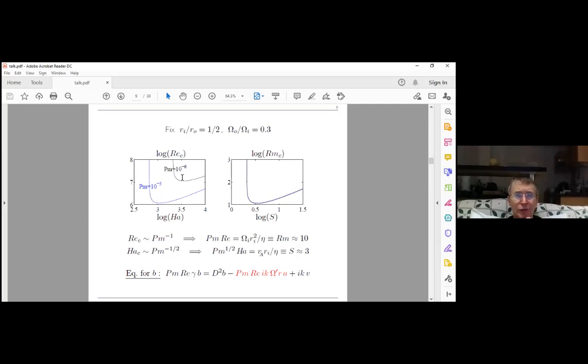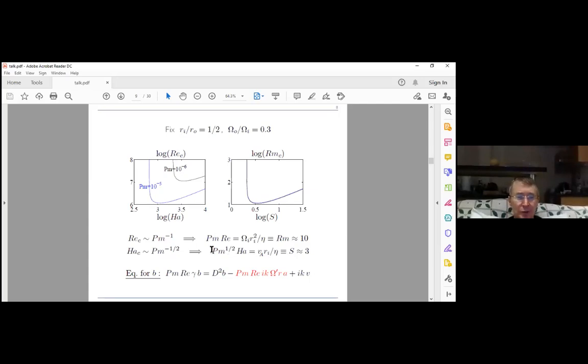So that suggests that maybe your parameters, Hartmann and Reynolds, are not really the right parameters. Instead, we want to do the following. We have this thing called S, the Lundquist number. That's how we want to measure magnetic fields. And how is S defined? Well, S is this quantity: it's Hartmann times Pm to the half.